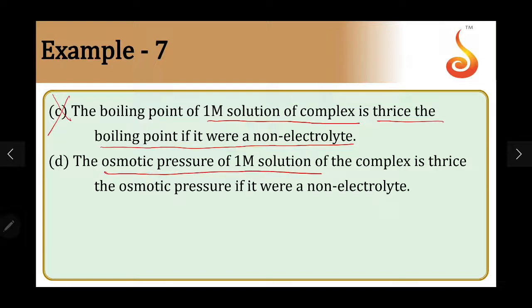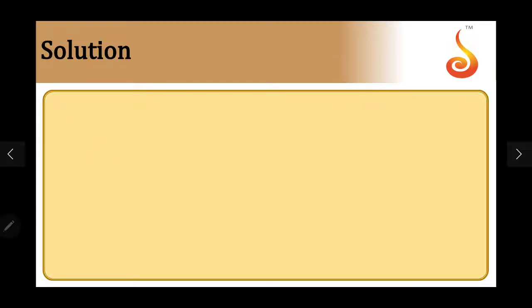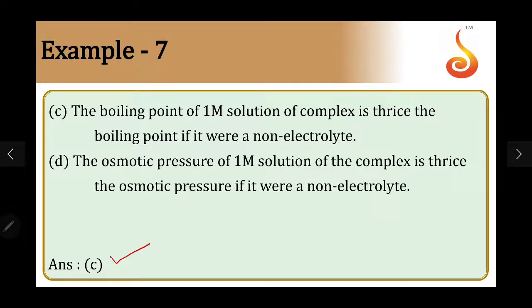Osmotic pressure of 1 molar solution is thrice the osmotic pressure if it was not an electrolyte. This is correct because osmotic pressure is a colligative property. So osmotic pressure will be triple when the complex was not an electrolyte and taken as an electrolyte. So for these two situations, osmotic pressure will be thrice the value. So option C is incorrect compared to all statements. So answer should be C.